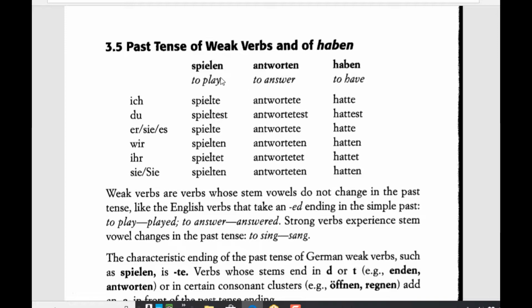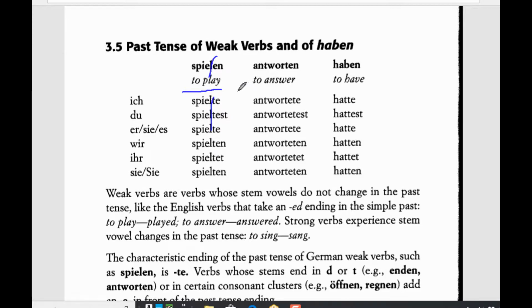So the verb is spielen, to play. This is the infinitive. Let's see if you can make my mark. It's better if I mark here, right? To play, spielen, S-P-I-E-L-E-N, to play. So what they do to form the past tense is they take off the en of the infinitive and just tack on these endings, te, test, te, and then all the way down here.